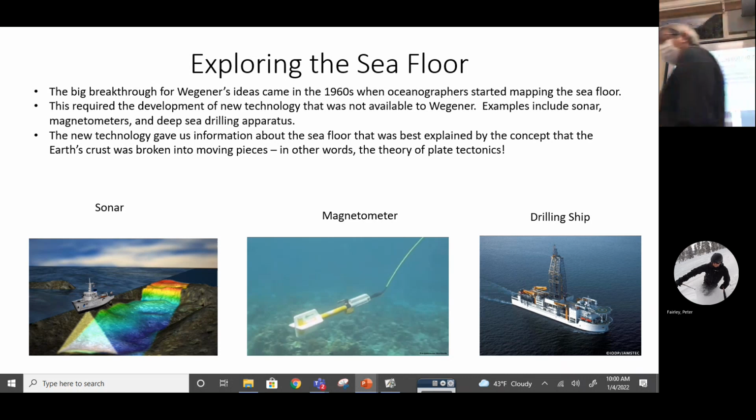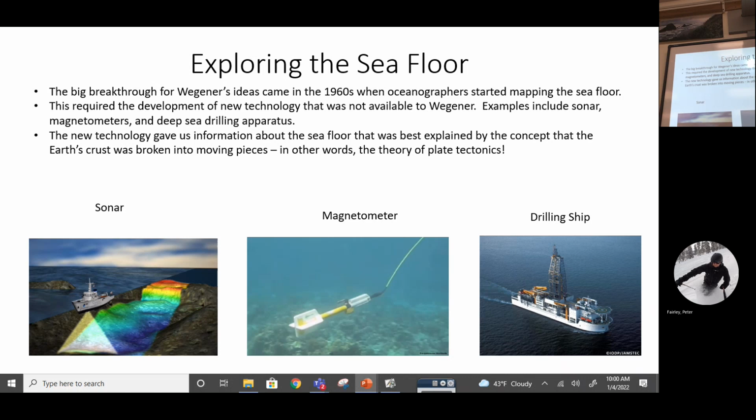So the big breakthrough for Wegener's ideas came in the 60s when we developed this new technology used by oceanographers to map the sea floor. This technology included sonar, magnetometers, and deep sea drilling apparatus. Are you with me? I think at the top of that page 3, it asks you what the 3 types of technology are. Is that right?